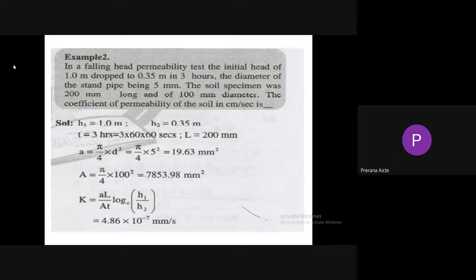L, the length of the soil sample, equals 200 mm. Area of standpipe equals pi d squared by 4, which is 19.63 millimeter squared. A equals 7853.98 millimeter squared. So we have the formula K equals aL by At log e H1 by H2. The coefficient of permeability equals 4.86 into 10 power minus 7 millimeters per second.